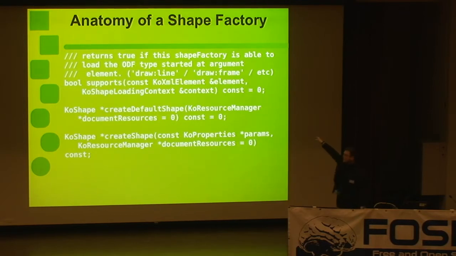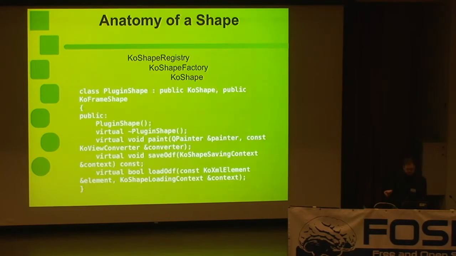So what happens is we go through all the factories that are registered in the system one by one and check, are you supporting this type of ODF element? And then one factory says, yes, I do. Give me a chance. Then we call create a default shape, which is just an empty version of that shape. And then on the shape, we call load ODF. And the shape populates itself with the data and is now ready to be used, shown, or edited.